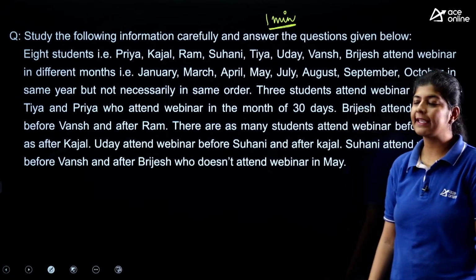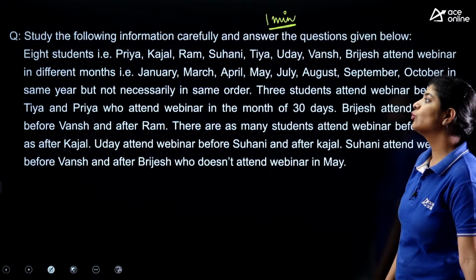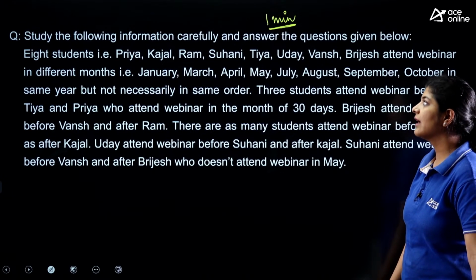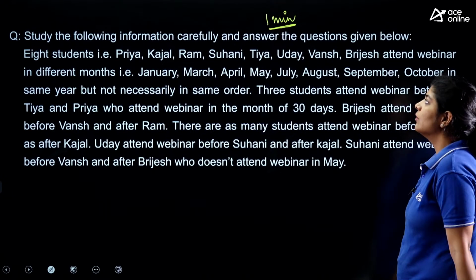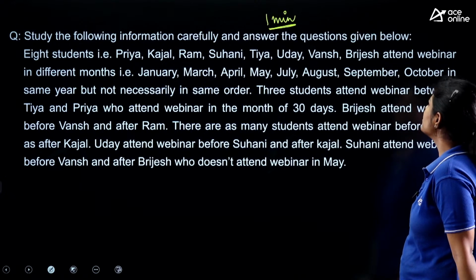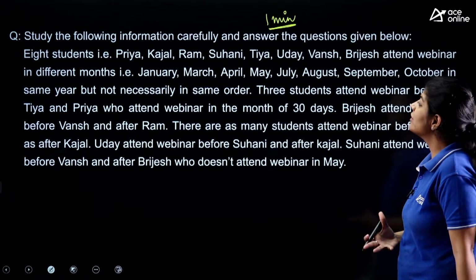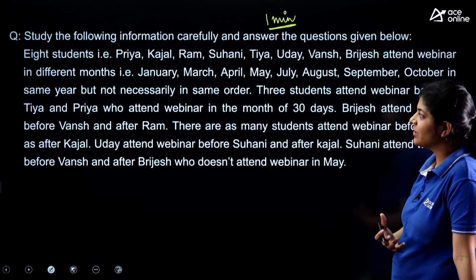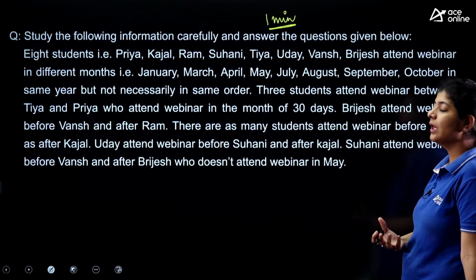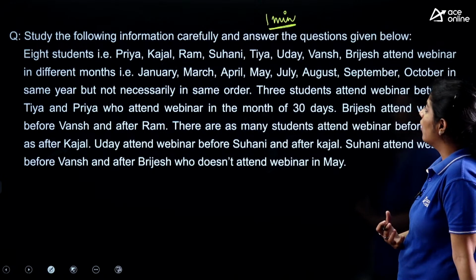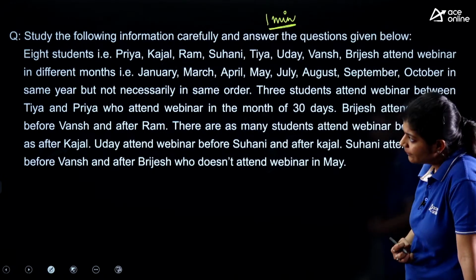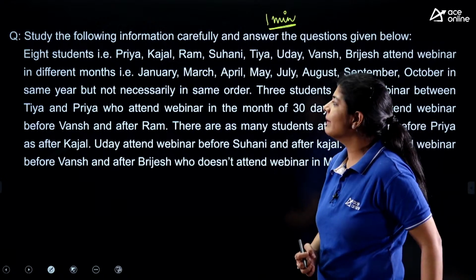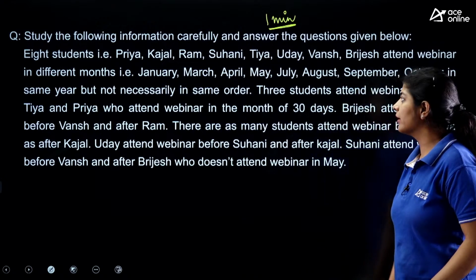So the question is saying that there are 8 students: Priya, Kajal, Ram, Suhani, Tia, Uday, Vansh, Brijesh. All these 8 students attend a webinar in different months, that is January, March, April, May, July, August, September, October, in the same year but not necessarily in the same order.